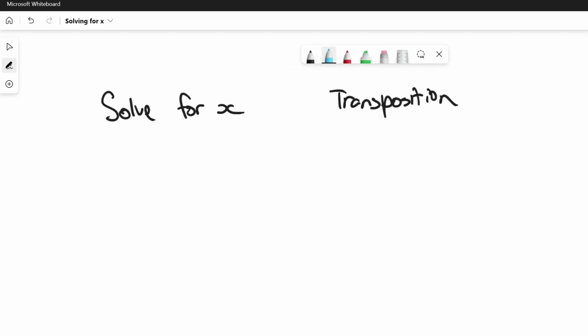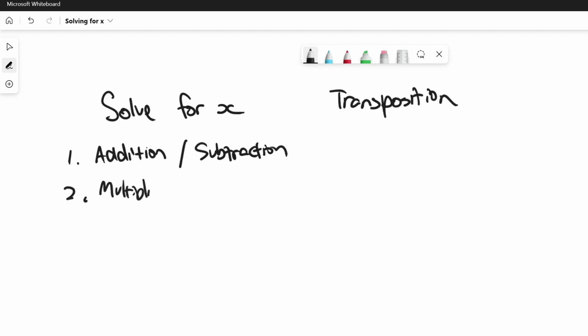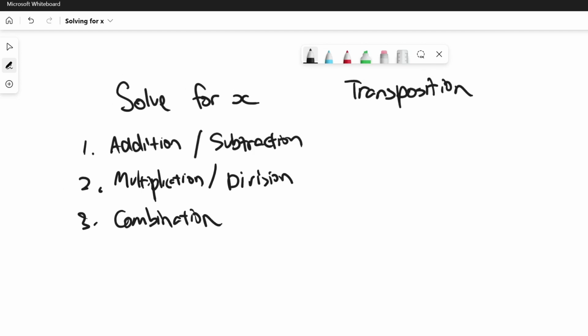So there's three different levels for solving for x, with the first one being addition and subtraction. The second one being multiplication and division. And the third one being a combination of the two. So let's get started on number one.